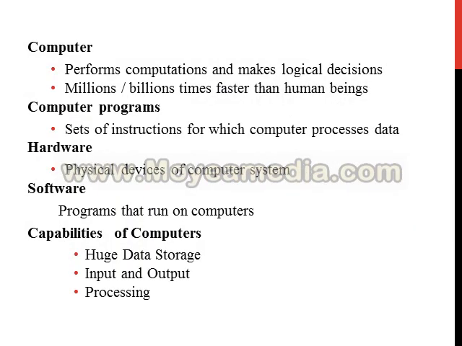Proceeding ahead, we can say computer programs, hardware, software, capabilities of computer. Whatever a computer does, it performs computation, as we have already discussed, and makes logical decisions millions and billions of times faster than human beings. Programs are sets of instructions by which the computer processes data. Hardware means the physical devices of a computer system. Software means programs that run on computers. Capabilities of computers include huge data storage and input and output processing.